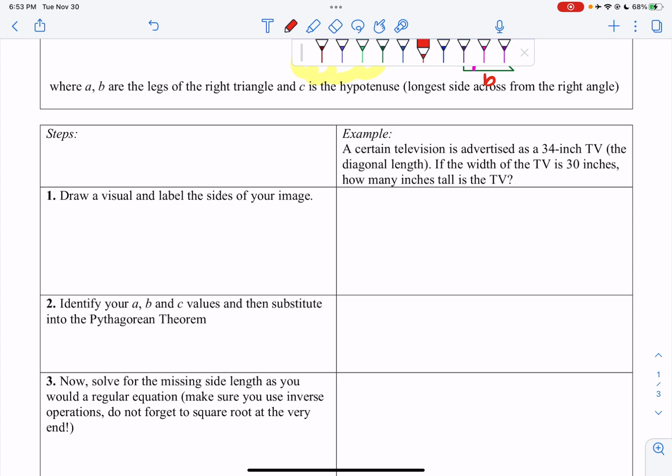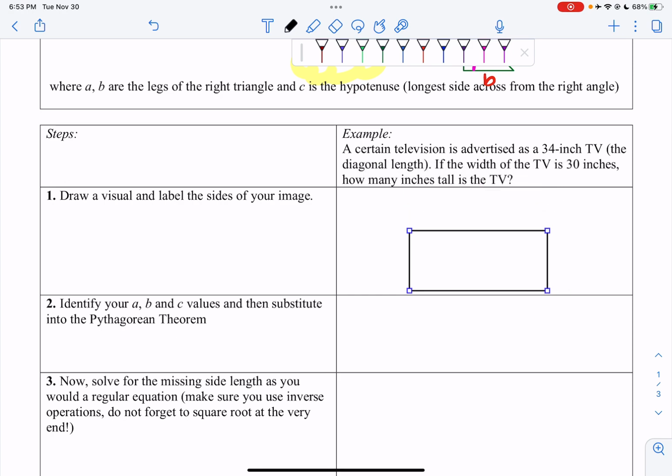So, step one says draw a visual and label the sides of your image. So what we're going to do is draw a TV, which is basically just like a rectangle. I mean, it's not going to be perfect, but that is actually not good whatsoever. Let me redo that. Perfect.